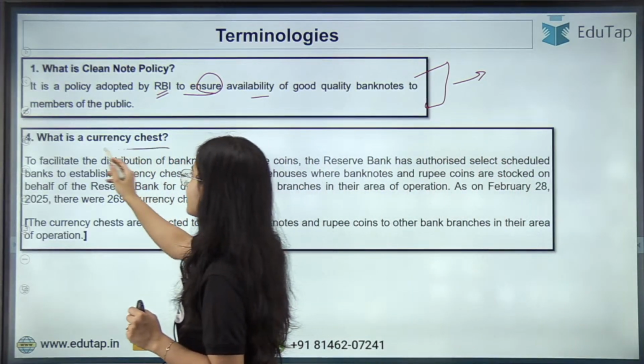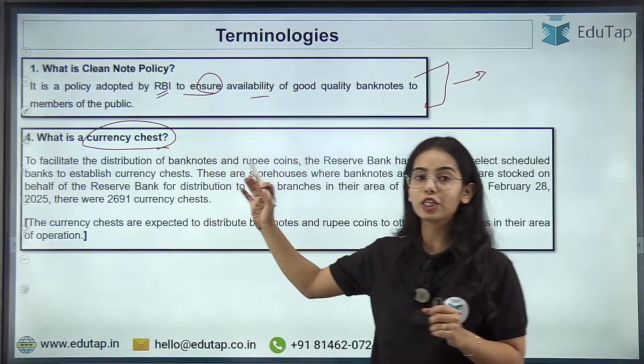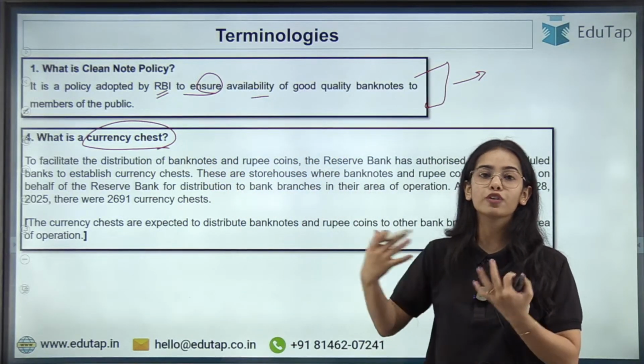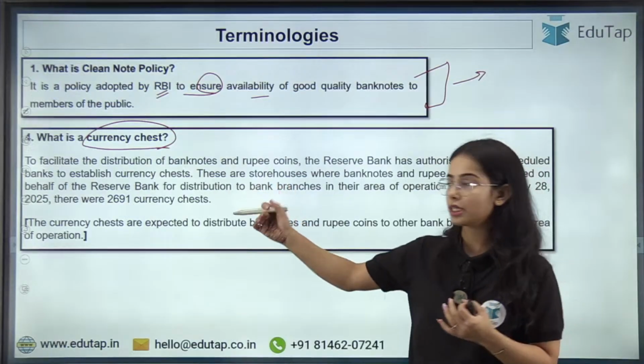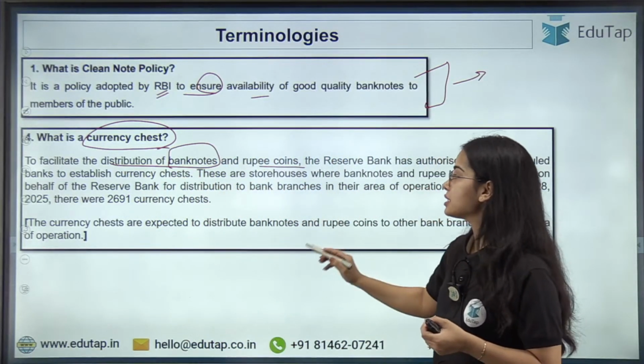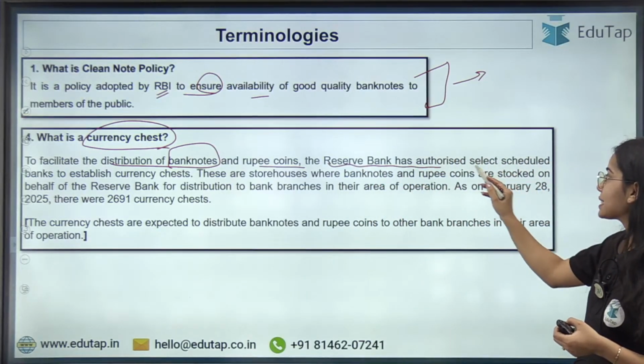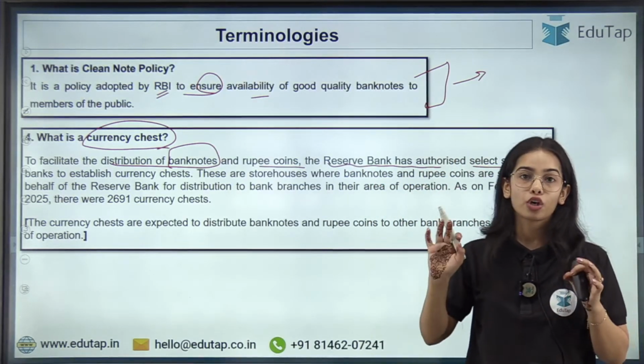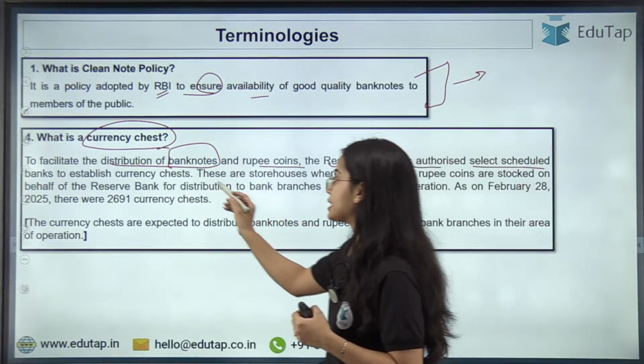Now, what is the currency chest? Before moving forward, we need to understand the currency chest, then only you will be able to understand the further things. To facilitate the distribution of banknotes and rupee coins, the Reserve Bank has authorized select scheduled commercial banks to establish currency chests.